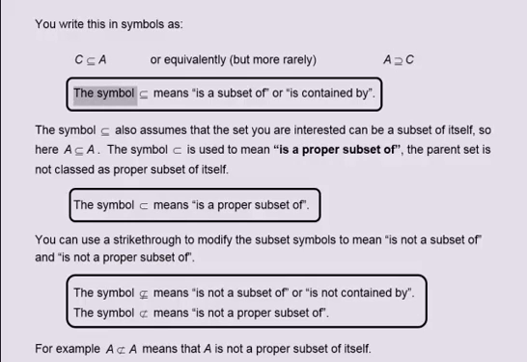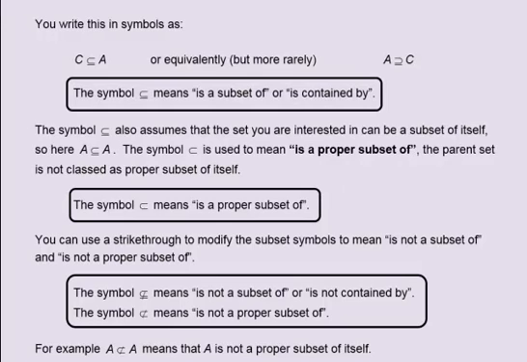The symbol ⊆ means "is a subset of," or "is contained by." The symbol ⊆ also assumes that the set you are interested in can be a subset of itself. So here, A is a subset of A. The symbol ⊂ is used to mean "is a proper subset of." The parent set is not classed as a proper subset of itself. The symbol ⊂ means "is a proper subset of."